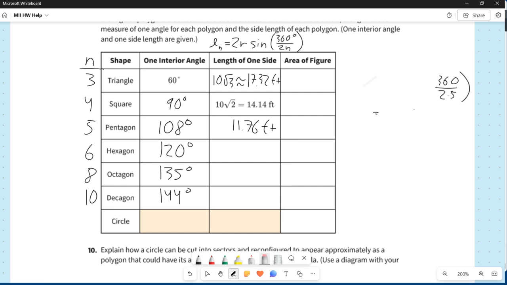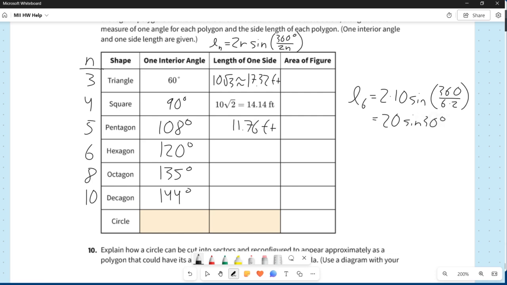For the hexagon, the formula doesn't change, so L of 6 is 2 times 10 times the sine of 360 divided by 6 times 2. So this becomes 20 times the sine of, 6 times 2 is 12, and 360 divided by 12 is 30.